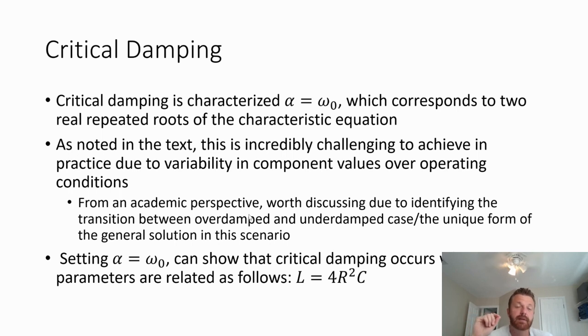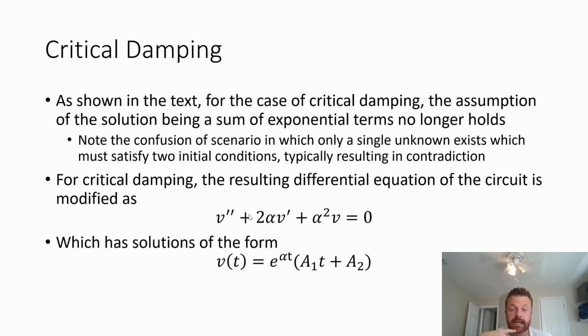So it's kind of an academic study, but it allows us to see the nature of the transition between the underdamped case and the overdamped case. And in addition, it allows us to see that unique form involving the additional factor of t that I mentioned. So that first bullet point is exactly what I said earlier. If you have repeated complex frequencies, your sum of two exponential term solution just becomes one, and you can't satisfy both of those initial conditions without having a contradiction.